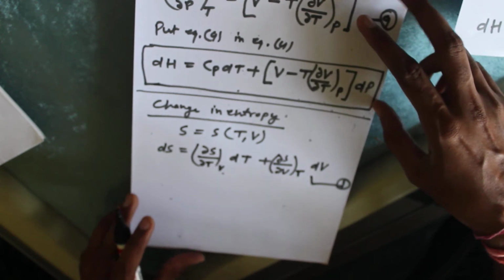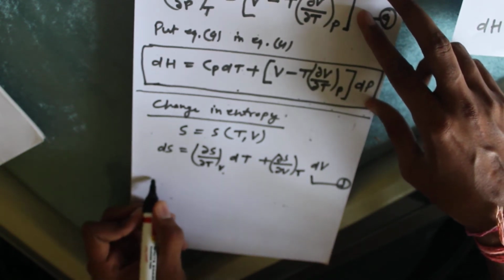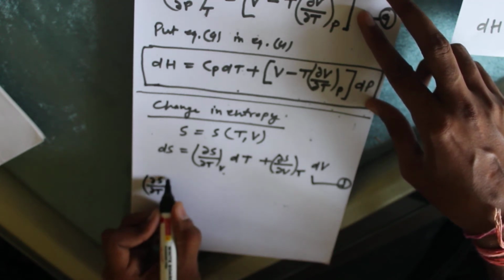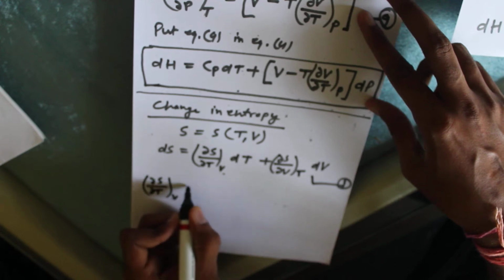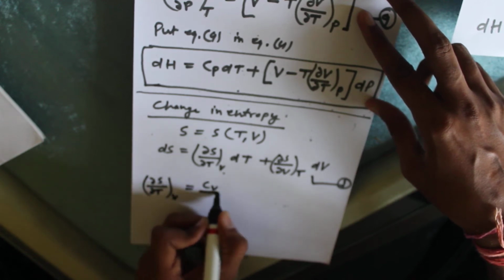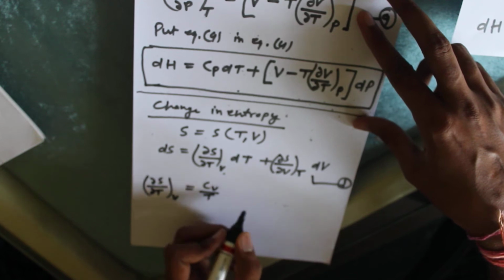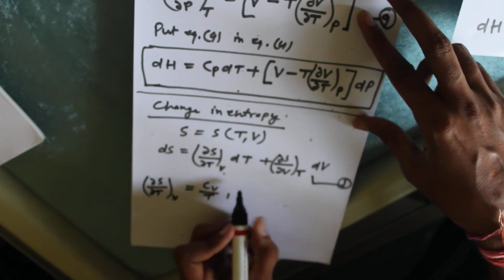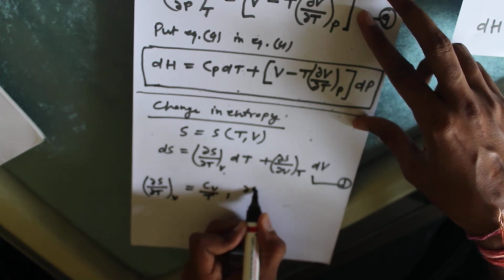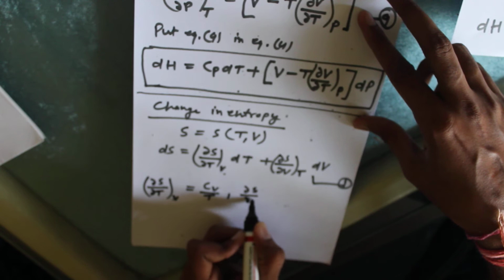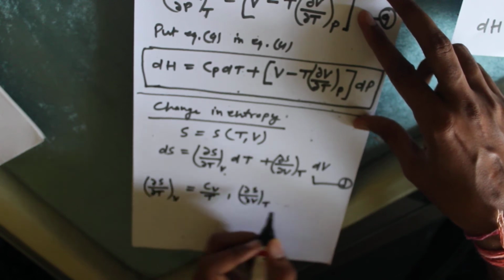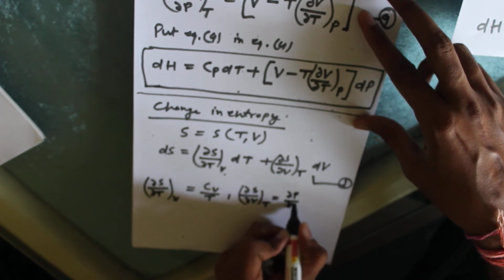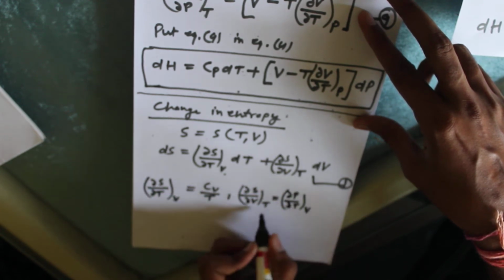Now we know that del S by del T is equal to Cv by T, and if we use Maxwell relation, then del S by del V at constant temperature is equal to del P by del T at constant volume. Maxwell relation.